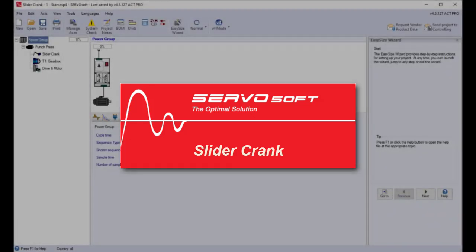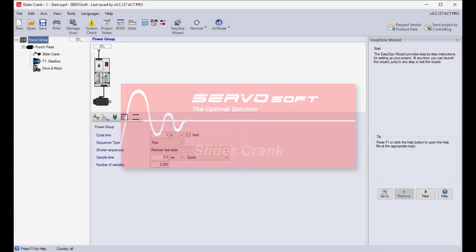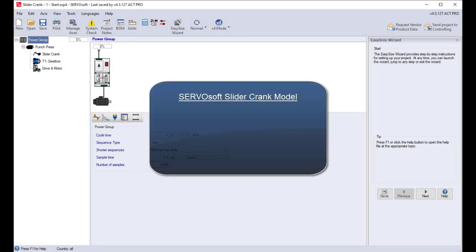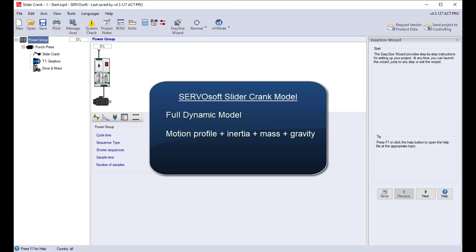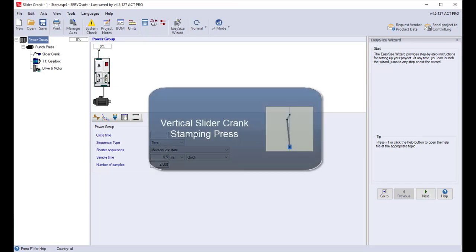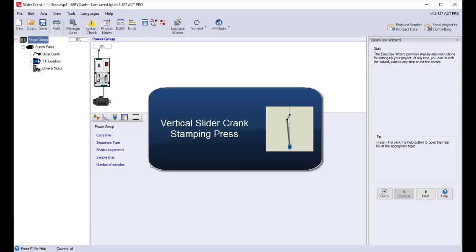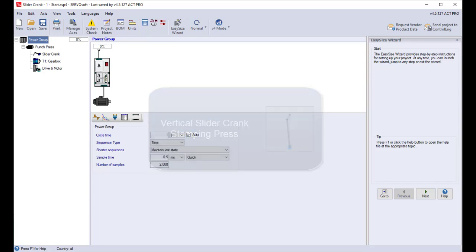This tutorial showcases SERVOsoft's powerful slider crank mechanism. The slider crank model in SERVOsoft is a full dynamic model, considering the motion profile, inertia, mass, and gravity effects throughout the entire range of motion. This tutorial will demonstrate a vertical slider crank stamping press used to punch sheet metal.